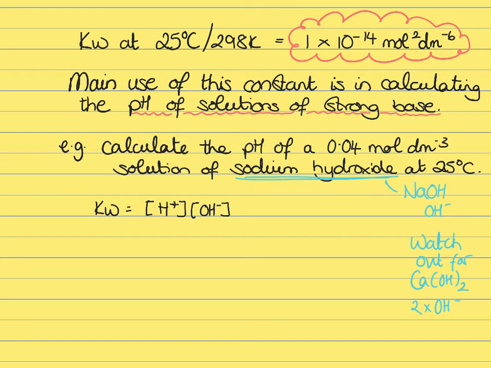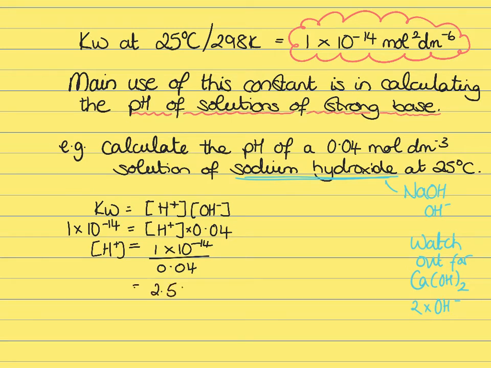So let's set up our expression. It's at 25 degrees C. I've reminded you at the top of what the value for that is. So 1 times 10 to the minus 14 is equal to the concentration of H+, that's the thing we don't know, times the concentration of OH-, which is 0.04. So the concentration of H+ is equal to 1 times 10 to the minus 14 over 0.04. Let me just stick that in my calculator, which gives me 2.5 times 10 to the minus 13. And then I'm just going to calculate the pH of that, so I'm going to do minus log to the base 10. And that gives me an answer of 12.60.